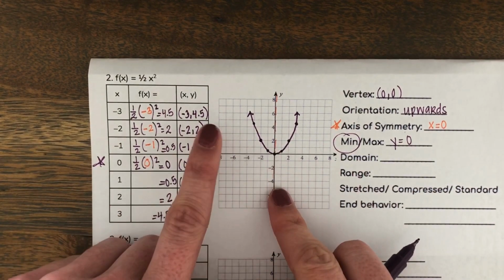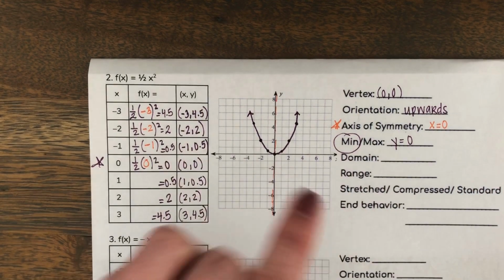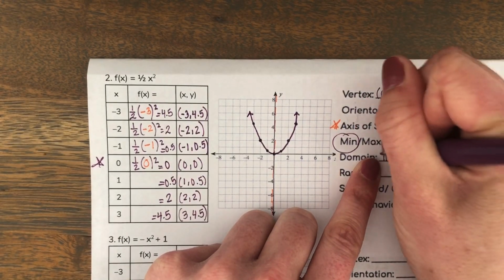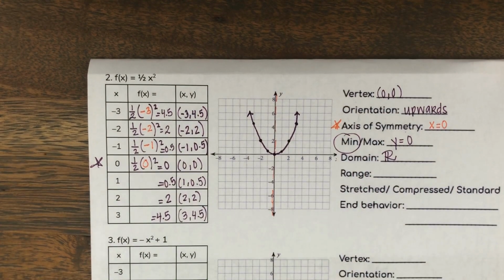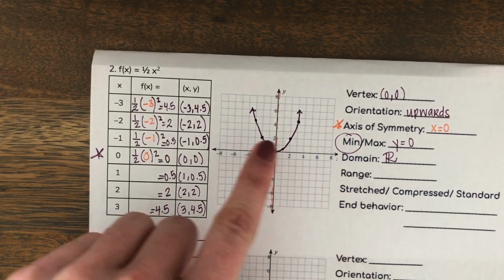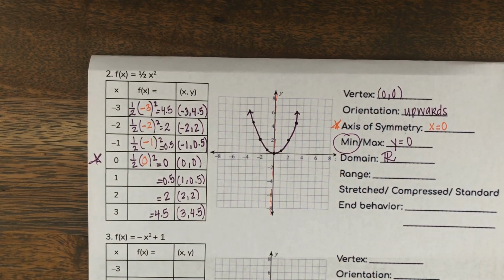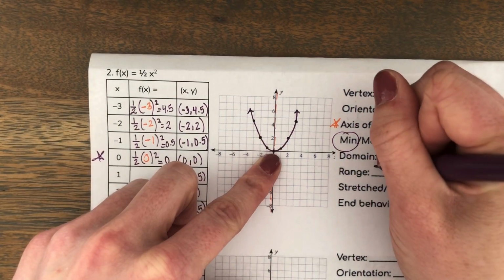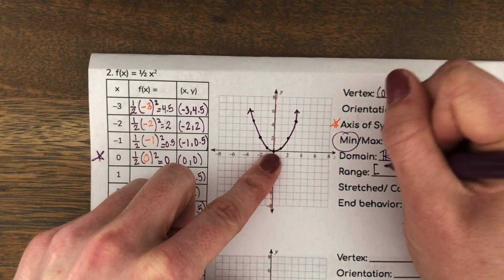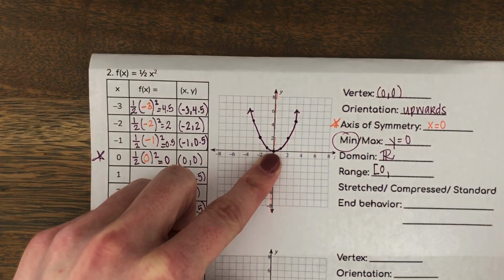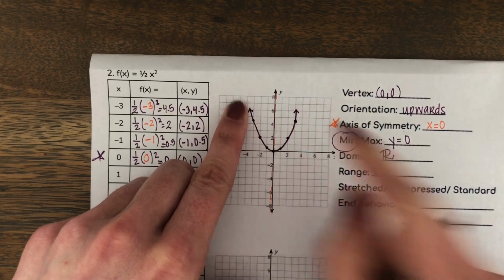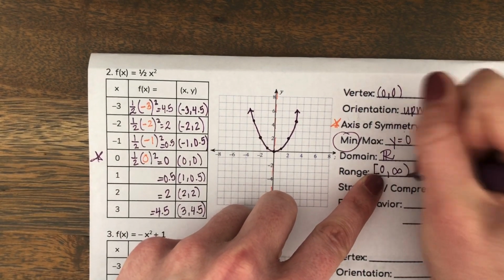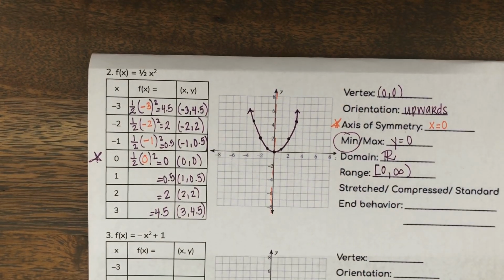And then your domain, how far to the left, how far to the right. So remember, it's always the same. I'm just going to use all real numbers. But if you put negative infinity to infinity, that's fine. It's the same thing. And then range, so it's how low your graph goes to how high it goes. So the lowest point is the y value of your vertex. So it'd be 0 with a hard bracket because it's the exact value. And then it goes up forever. So that would be positive infinity with the soft parentheses.